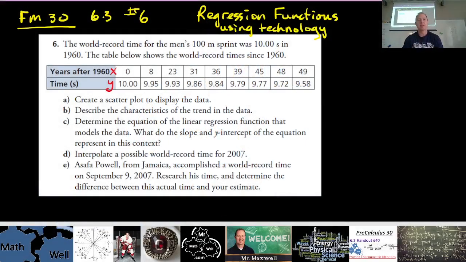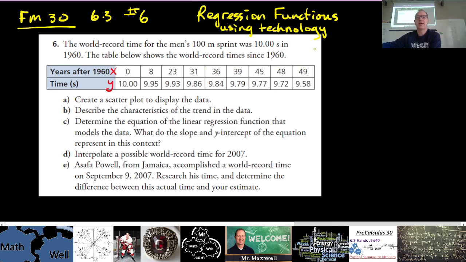All right. So number 6 says we're working with regression functions using technology. The world record time for the men's 100-meter sprint was 10.00 seconds in 1960. The table shows the world record time since 1960. So years after 1960 is how they built their X values.